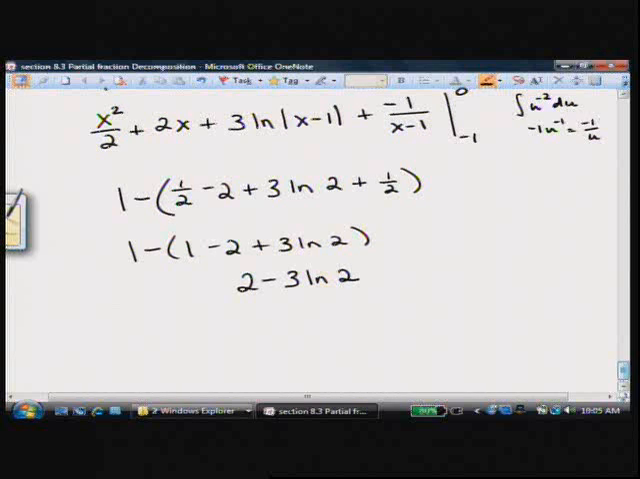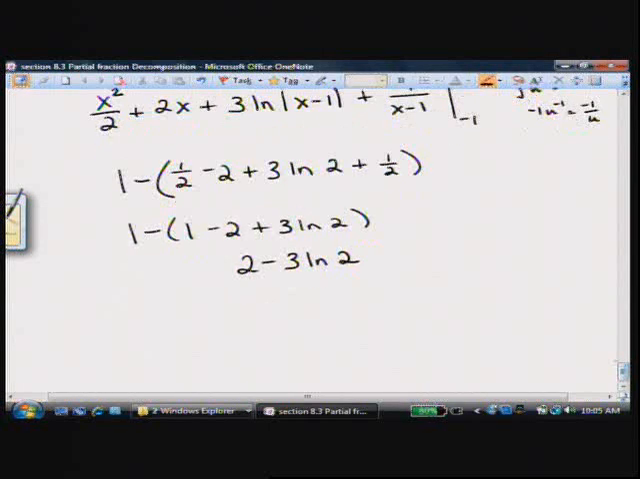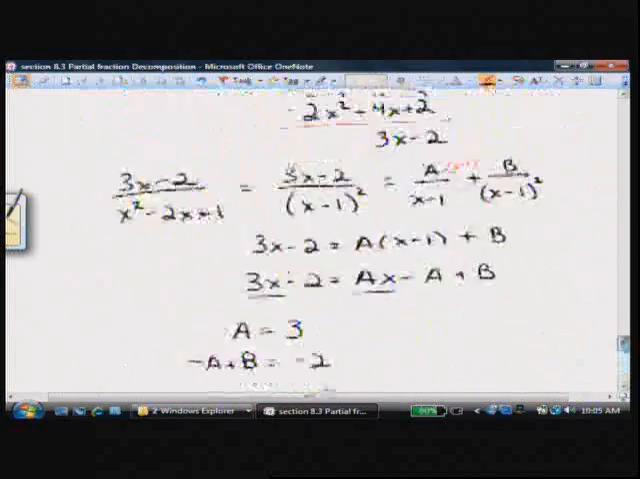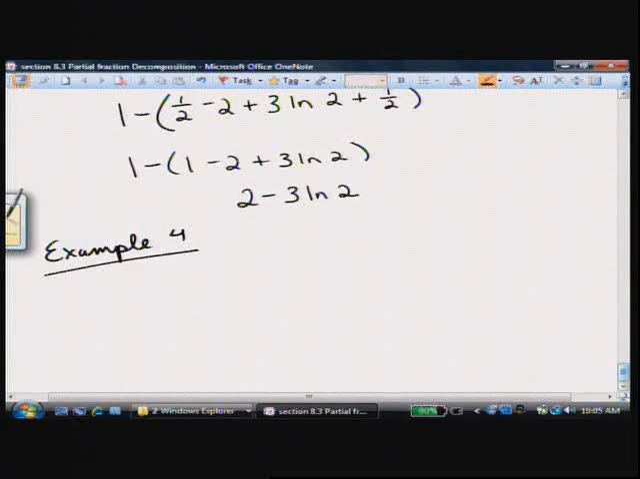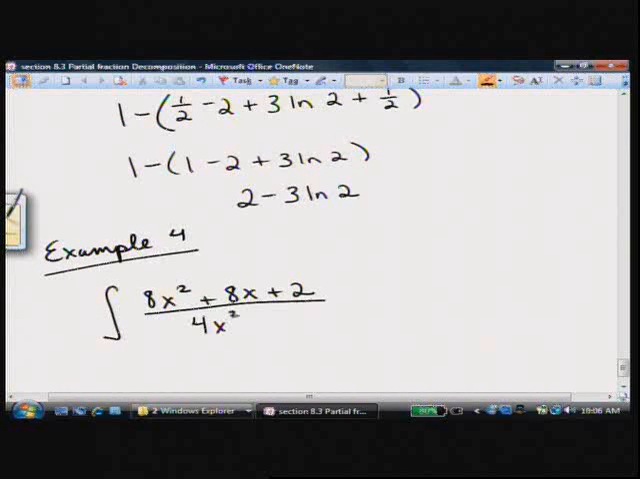Okay, let's do one more, when we have an irreducible quadratic factor, because that's fun too. This will be example 4. So all of these have been linear, like we just had the A and the B. We didn't have A, BX plus C, you know? Okay, so let's do one of those. That'll be fun. Let's do this one: 8x squared plus 8x plus 2 over 4x squared plus 1, squared.